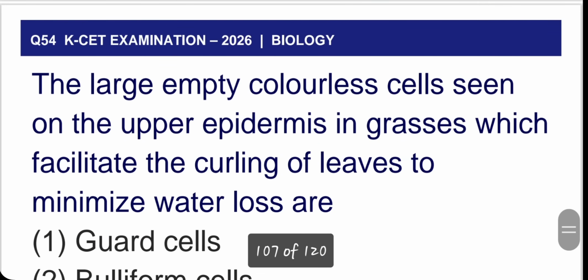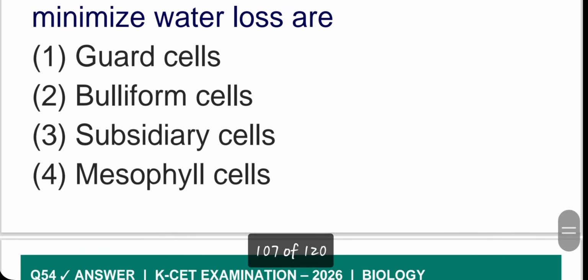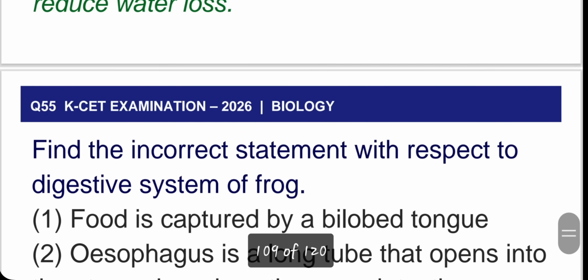Large empty colourless cells seen on the upper epidermis in grasses, which facilitate the curling of leaves to minimize water loss, are bulliform or motor cells. Second one is the correct answer. Bulliform cells help in rolling up of leaves and reduce the water loss.